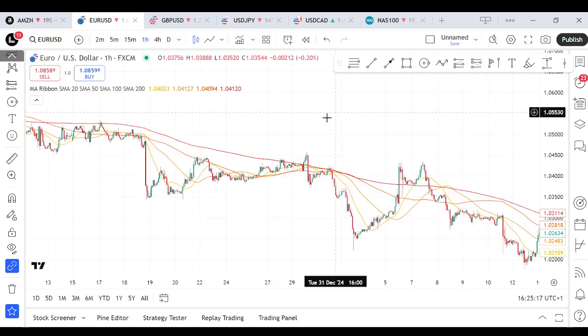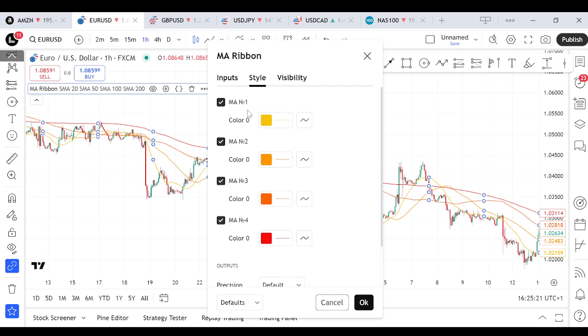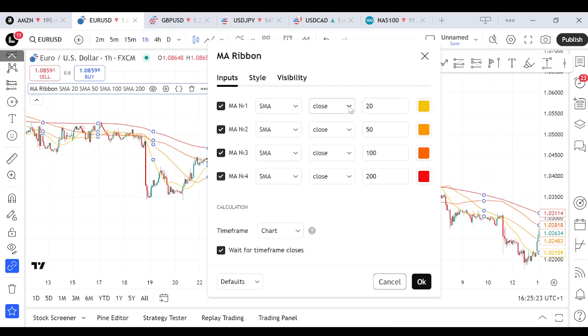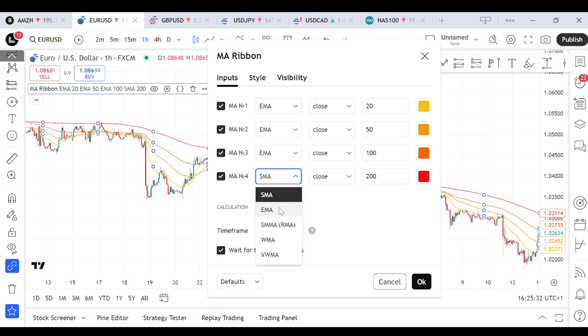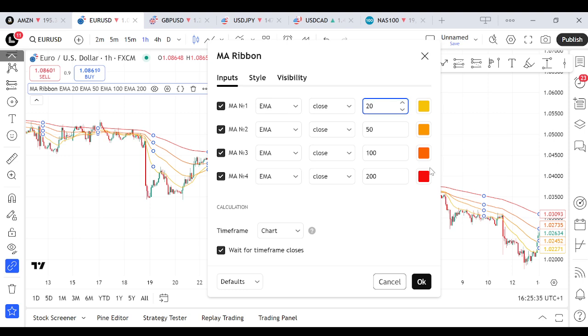Since I'll be adding multiple moving averages, I'm using the moving average ribbon, which is this. Now we are using EMAs and not SMAs. EMAs are more weighted and they react quickly to price. So we have the first one, 5. Next should be 8. These are Fibonacci numbers. This is 13 and this is 21.